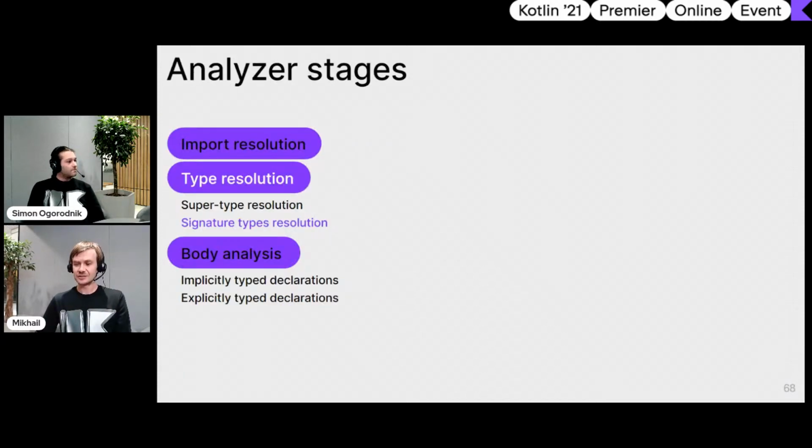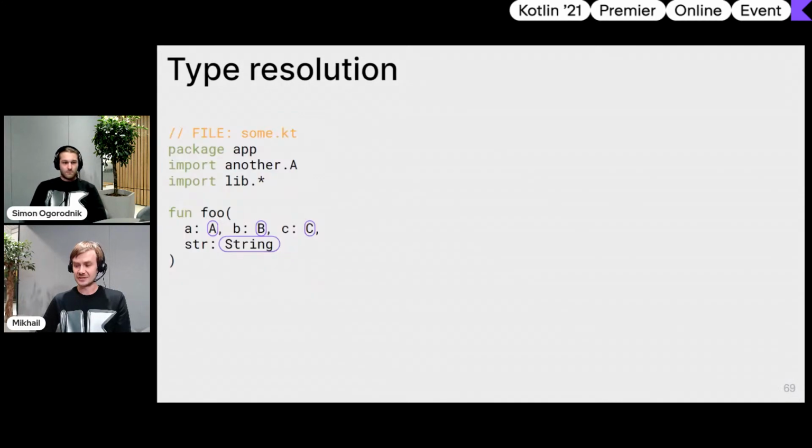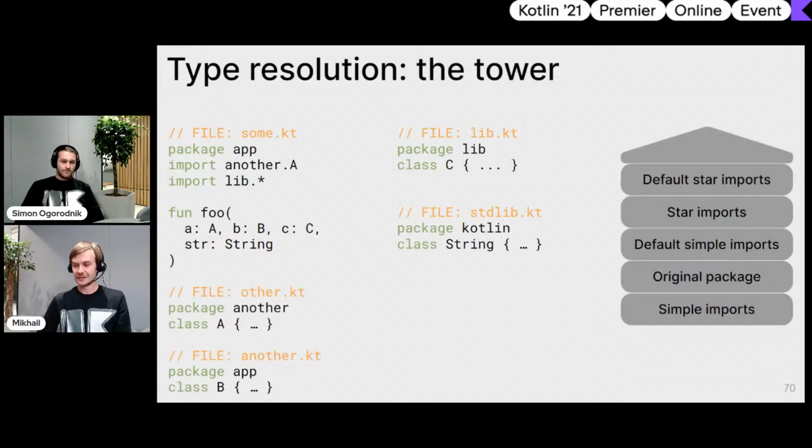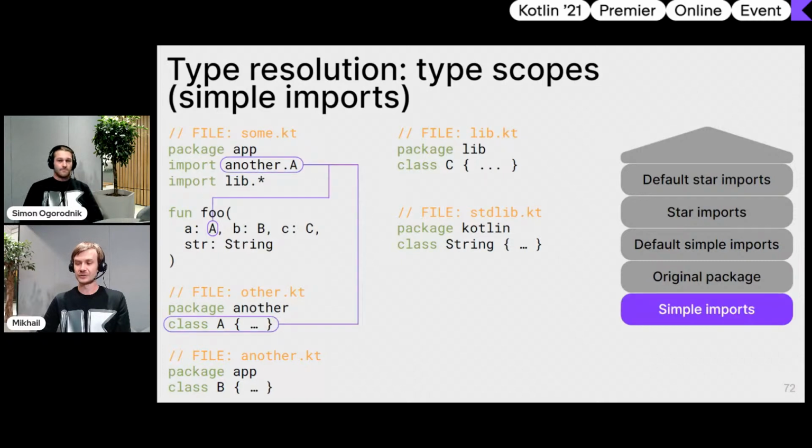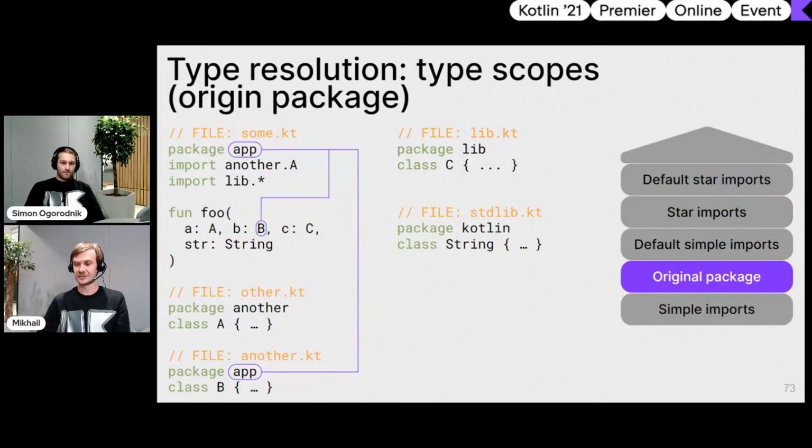The next stage is signature types resolution. It's easier, and here you can see an example of tower usage. In this example, we wish to resolve four types: A, B, C, and string. We have a tower. And the first type, A, exists at the lowest level, simple imports. We have import another A, and A is taken from package another.